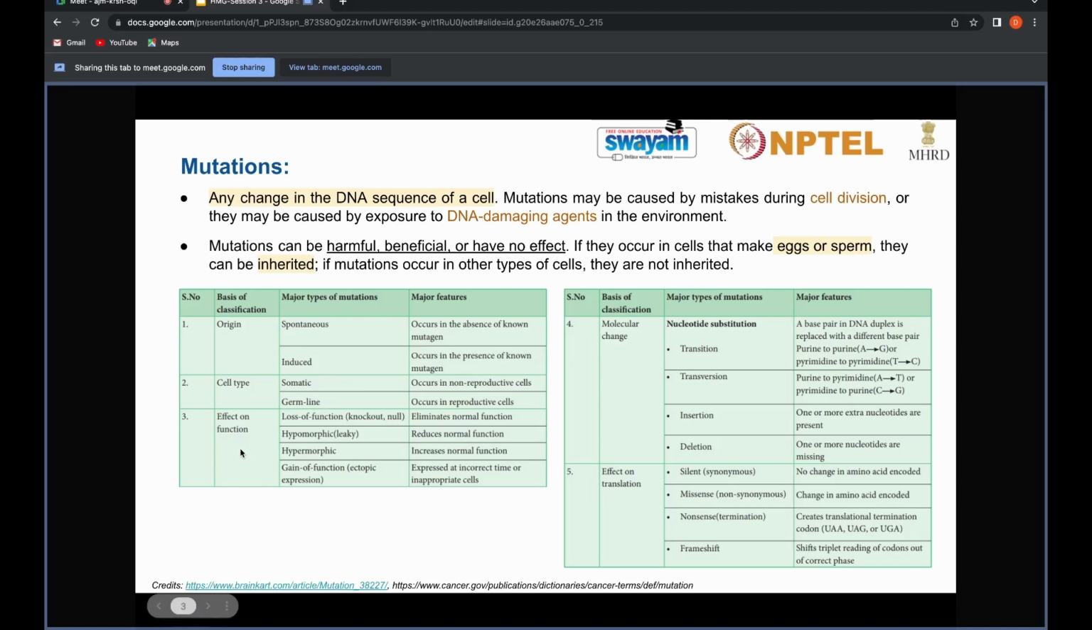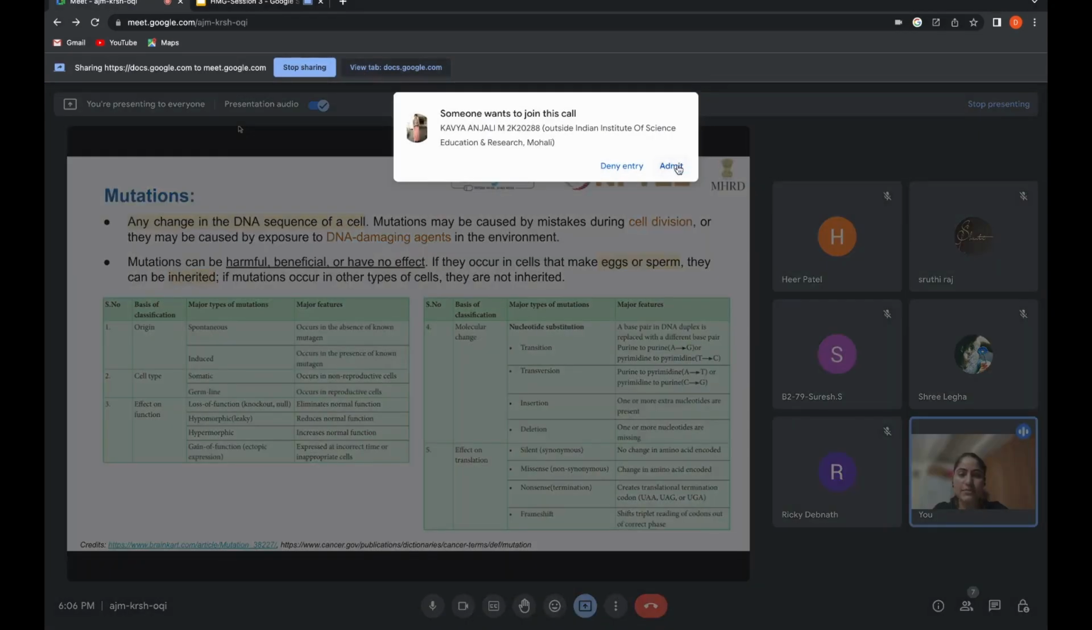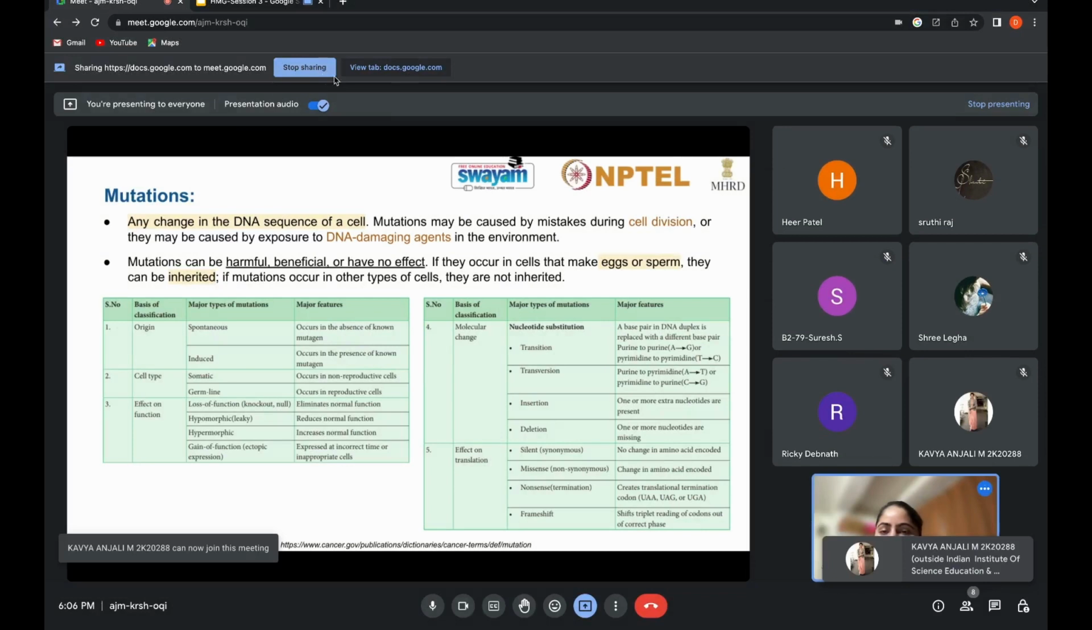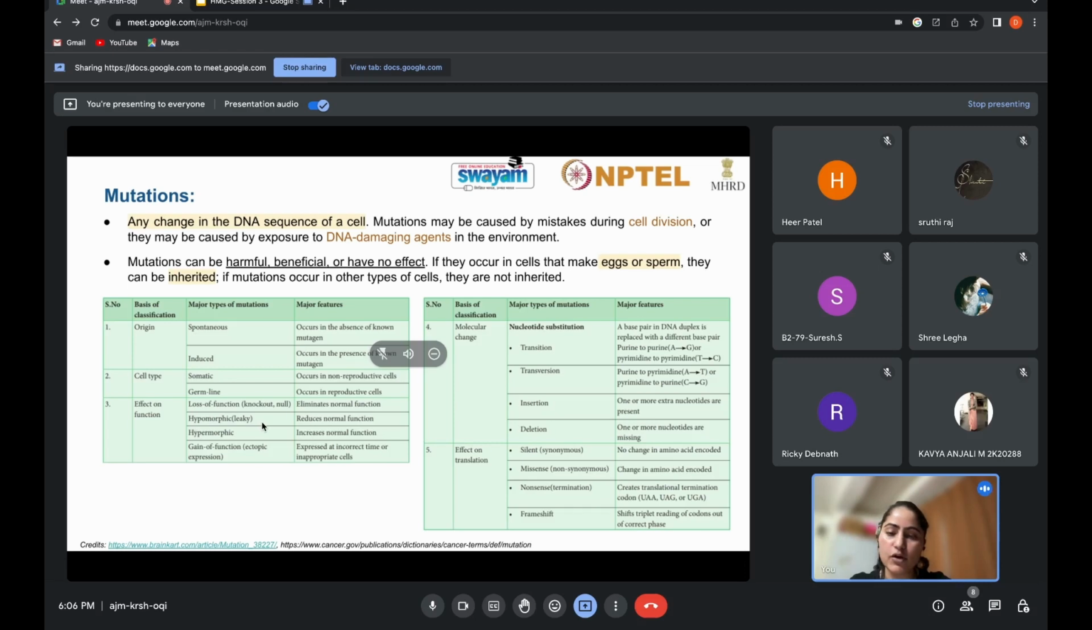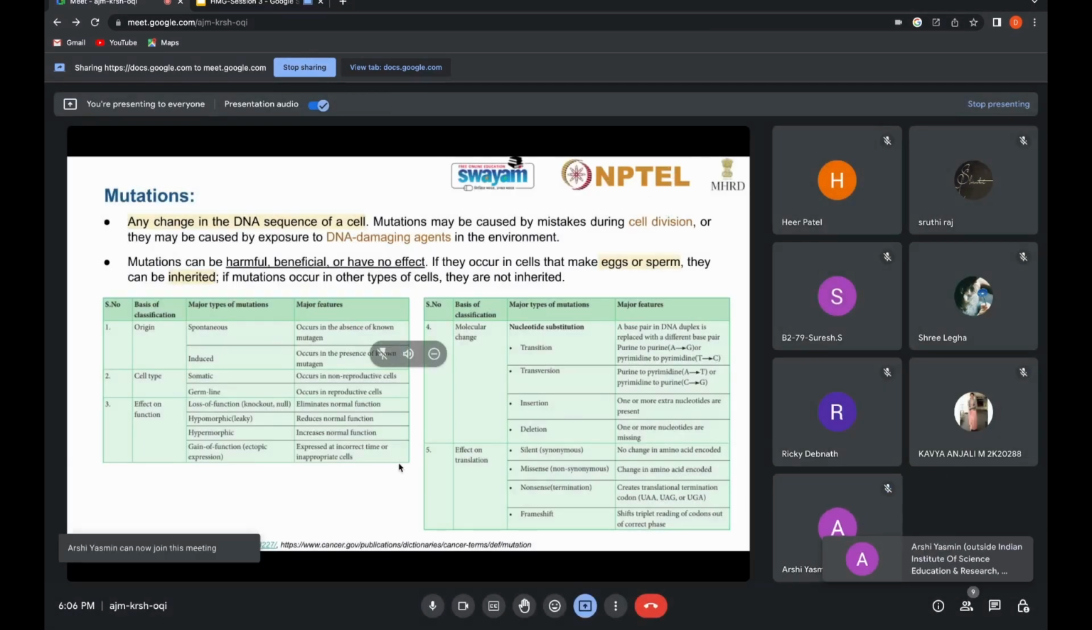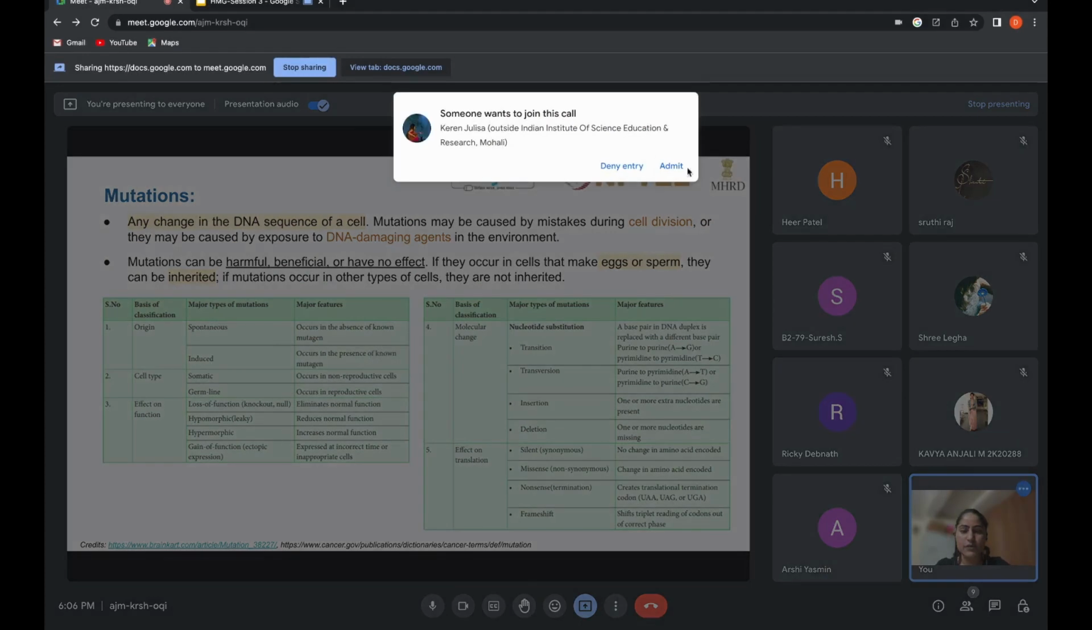Then comes effect on function. Mutations can also be categorized on the effect on function. One type is loss of function, or we can say knockout or null mutation. It happens when a mutation eliminates the normal function of the gene, and it is referred to as a loss of function mutation. Another one is hypomorphic or leaky, meaning a mutation that reduces the normal function of the gene. Then comes hypermorphic. Hypo means it reduces the normal function, and hyper means it increases the normal function. That is known as hypermorphic mutations.